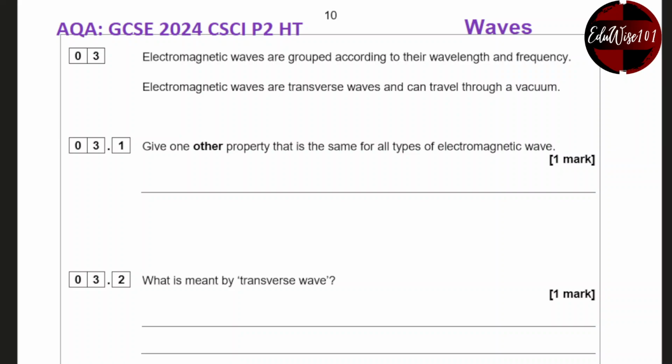In this video, I'm going to go through the AQA Combined Science Physics Paper 2 Higher Tier from 2024. Question number 3 is on the topic of waves.